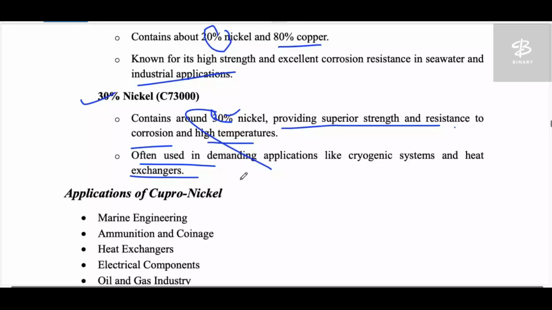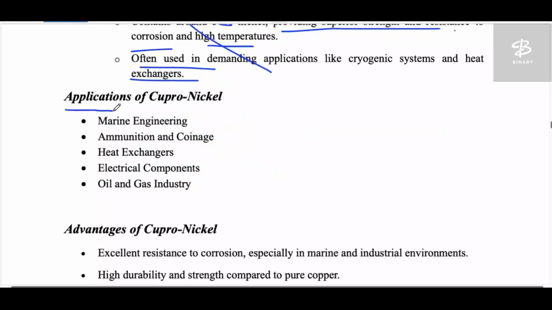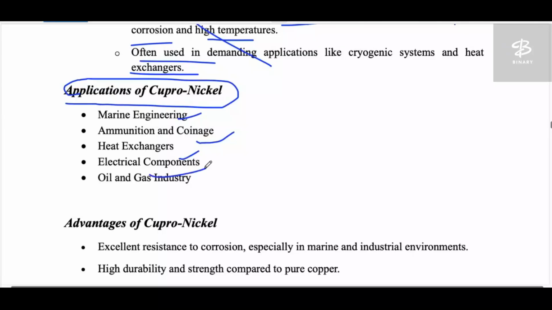Now, application of the copper nickel. So what are the main applications? First one is marine engineering, then ammunition and coinage, heat exchangers, electrical components, oil and gas industries. Okay, you must be having difficulties understanding this one. Just leave it here because we are not concerned about that much. Rest all applications we need to understand.